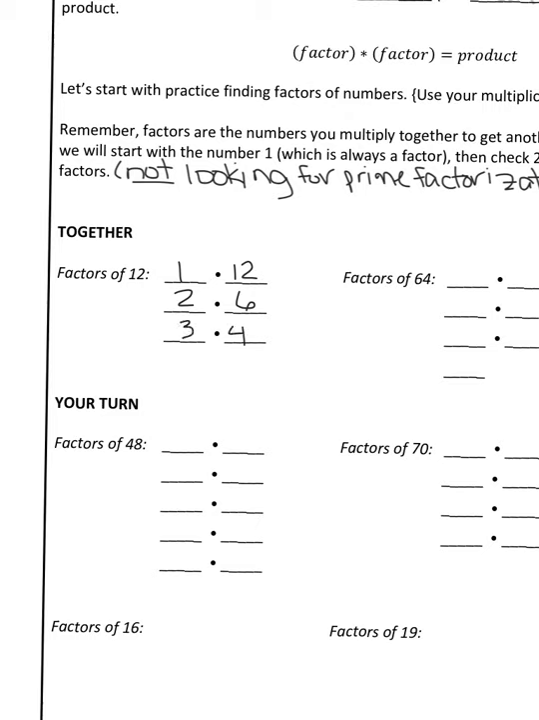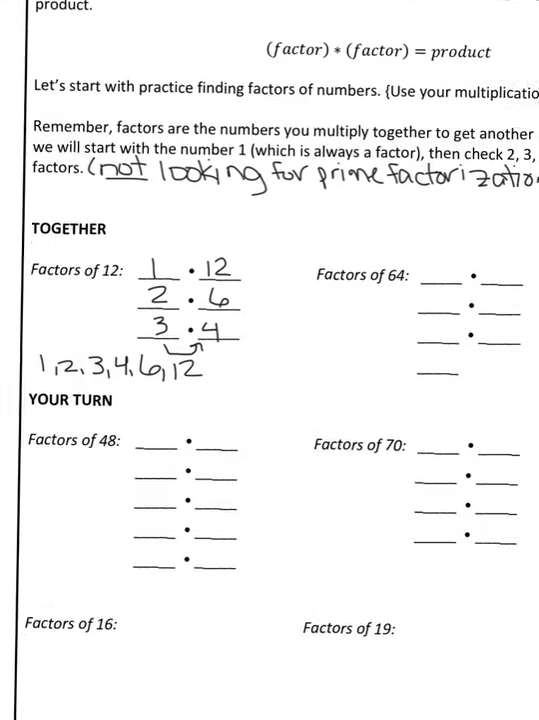Once I hit a number and then I've started going back up, I don't need to check any more numbers because I already had 4 on my list. 5's not going to work, 6 works, 7's not going to work, 8's not going to work because all those numbers are already on my list. So my factors here are 1, 2, 3, 4, 6, and 12. These are the factors of 12. They're all the things we can multiply together. Not prime factors, just factors. So we can multiply 1 times 12, 2 times 6, 3 times 4 to get 12. So these all represent factors of 12. All right, let's look at factors of 64.